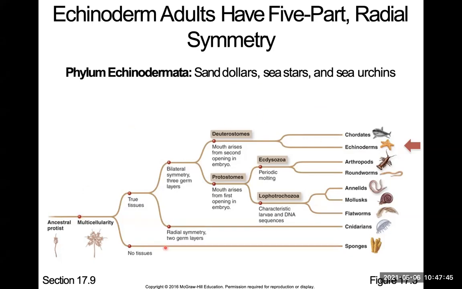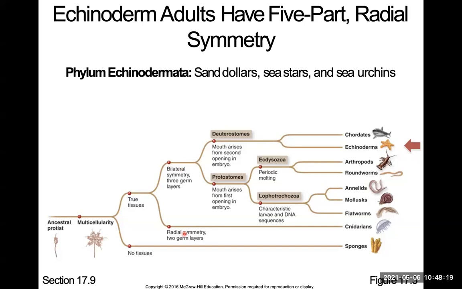So all animals are multicellular. That's one feature all of them share. Then the branch divides, and it says there are no tissues or true tissues. Everything has true tissues except the sponges. Sponges have no true tissue; it's just a bunch of cells working together. And then we start dividing based on symmetry. Bilateral symmetry is when you cut something head to toe and it gives you a mirror image. And radial is when you cut it like a pizza and it gives you a mirror image.